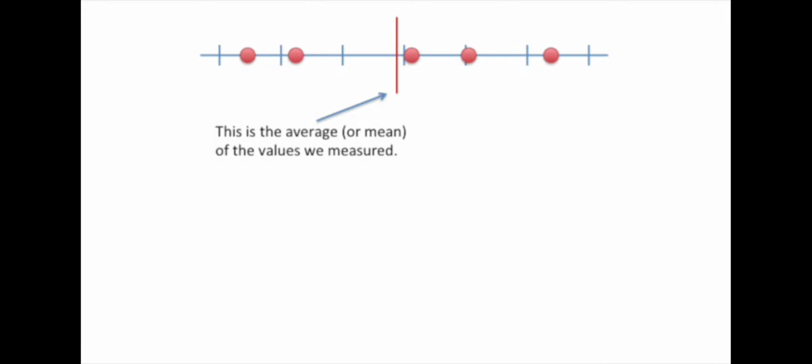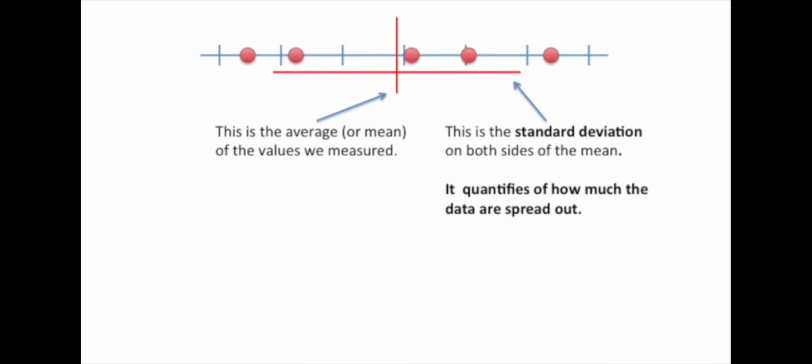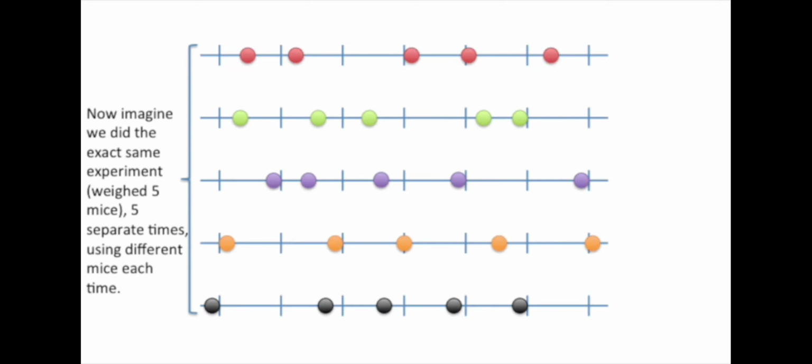This is the average, or mean, of the values we measured. This is the standard deviation on both sides of the mean. It quantifies how much the data are spread out. Now imagine we did the exact same experiment, weighed 5 mice 5 separate times, using different mice each time.